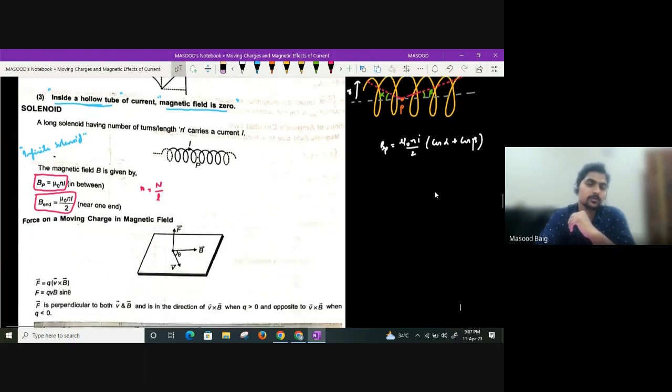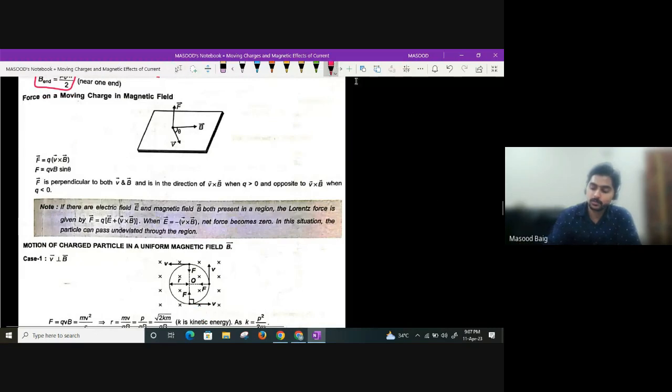Let us try to find out what is the force on a moving charge, guys. Till now, a moving charge was producing a magnetic field and we were trying to find the expression for the magnetic field. But from now, a moving charge is placed in some external magnetic field, guys. So when a moving charge is placed in some external magnetic field, it is going to experience some force, guys.